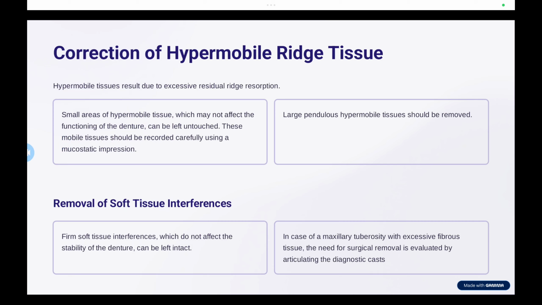Now, removal of soft tissue interferences. Firm soft tissue interferences which do not affect the stability of the denture can be left intact. In case of maxillary tuberosity with excessive fibrous tissue, the need for surgical removal is evaluated by articulating the diagnostic cast.